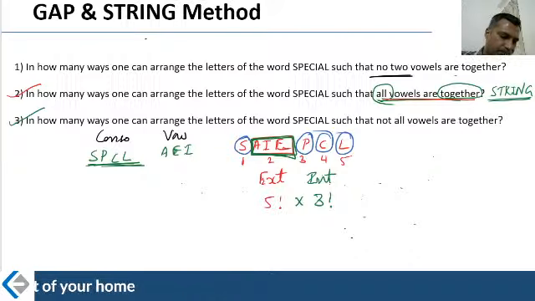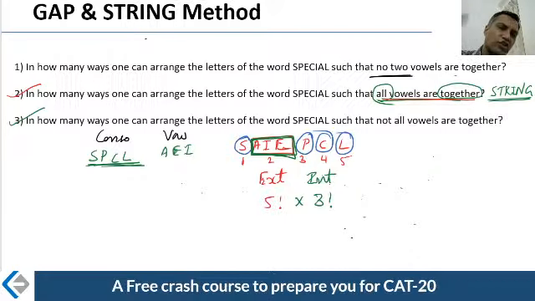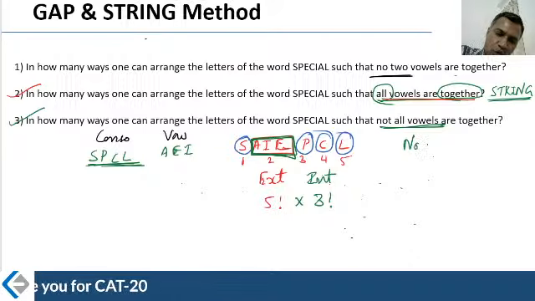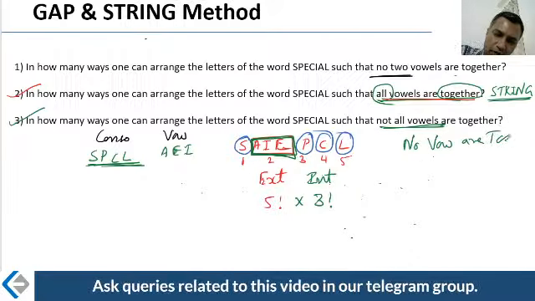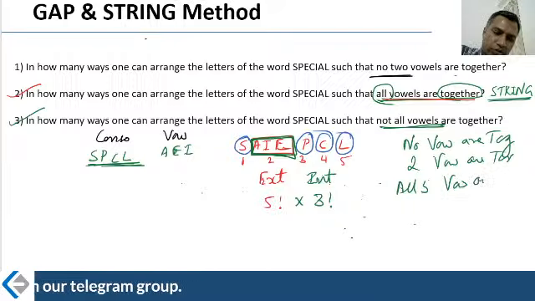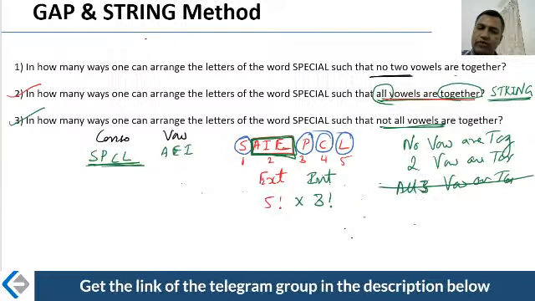In how many ways can one arrange the letters of the word SPECIAL such that not all vowels are together? I don't want every single vowel to be together. Can I have no vowel together? Not all vowels are together, what's the meaning of that? No vowels are together, fine. Exactly 2 vowels are together, that's fine. All 3 vowels are together, not fine.